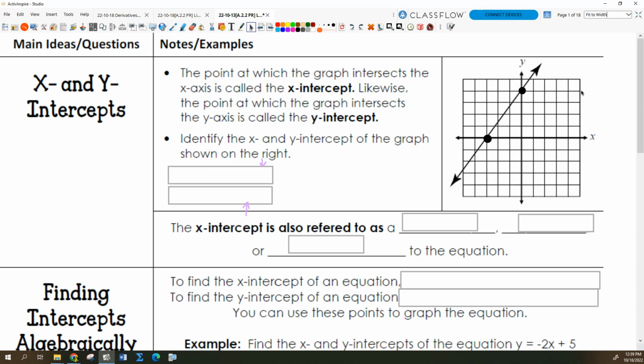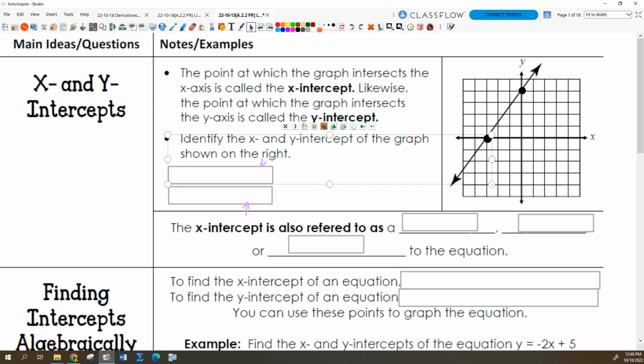The A.2.2 practice 2 assignment, which I've made available today, deals with graphing lines using intercepts. So let's just review what we mean by x and y intercepts. This is all total review; you guys have seen this many, many times. The point at which a graph intersects the x-axis, so right there, is called the what?